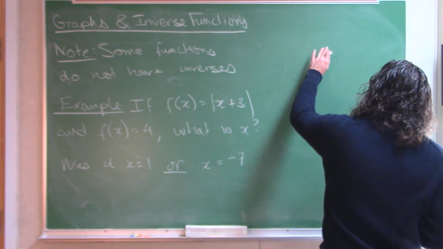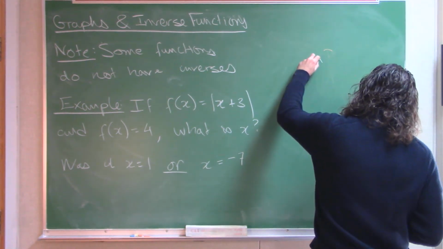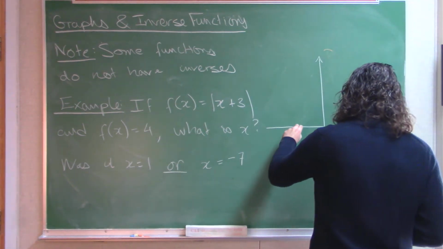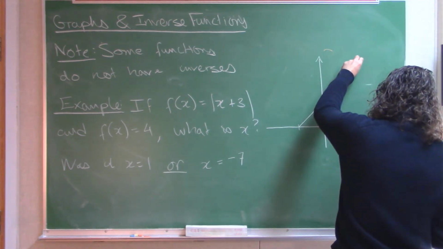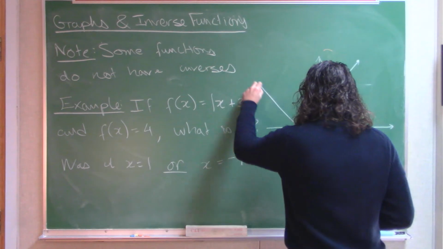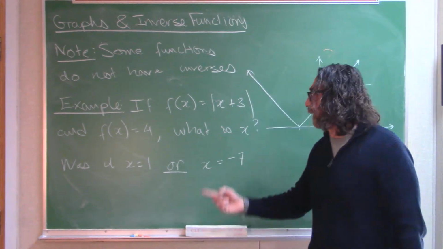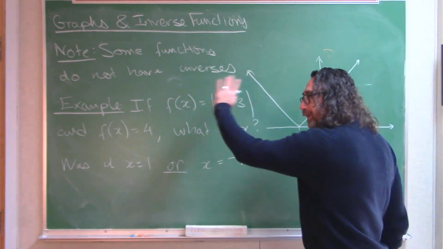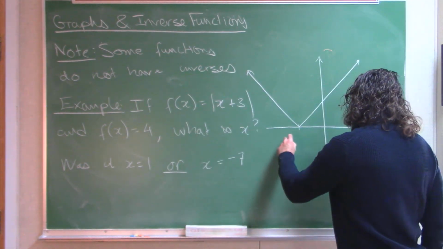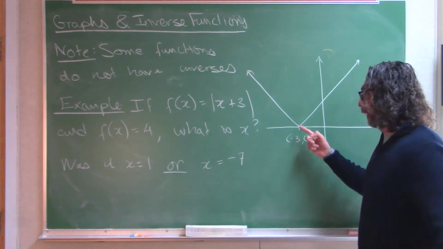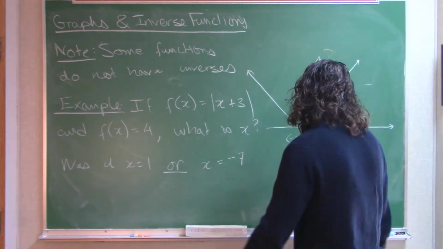Now let's look graphically at what's happening here. We know what the graph of this function is going to look like. We can see this function involves the absolute value, so it's going to be v-shaped. You replaced x with x plus 3, that shifts you 3 units left. So there's the point of our v at -3, 0.